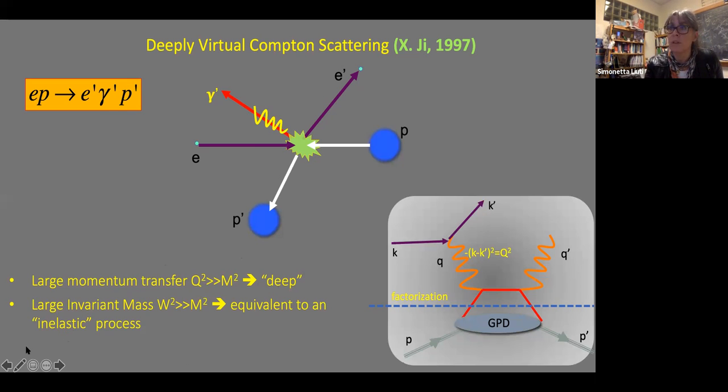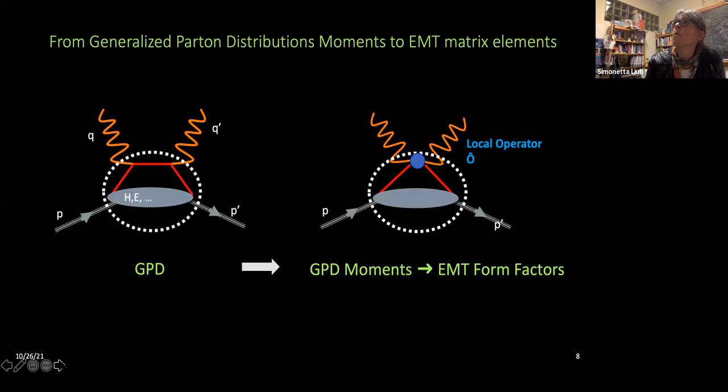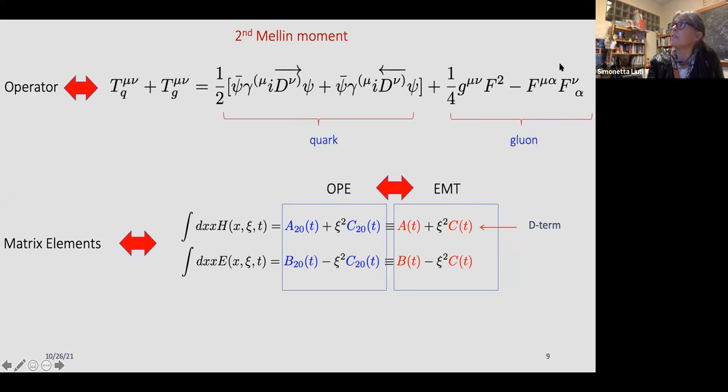The key point was to prove that factorization was working, and this was done in a series of papers right after the original paper of Ji. We now know that it is working. The key observation is that we're going from GPDs, which are the matrix elements for this process. If you calculate the local operators, the GPD moments, we see that the second moments are exactly the form factors that enter the energy momentum tensor. This is a table where I summarize the situation. These are the second moments.